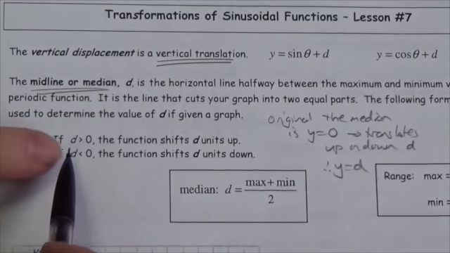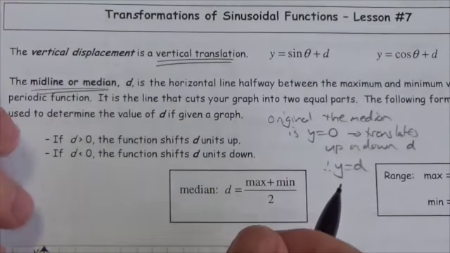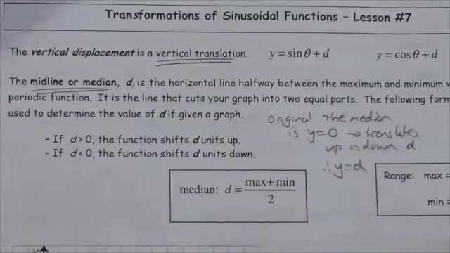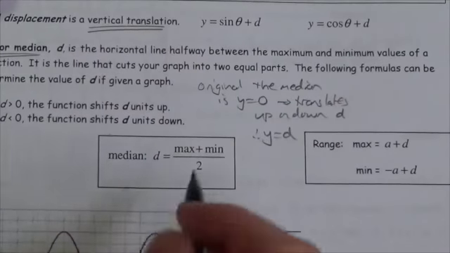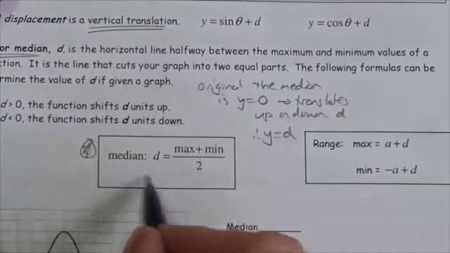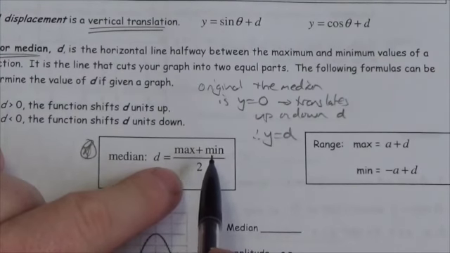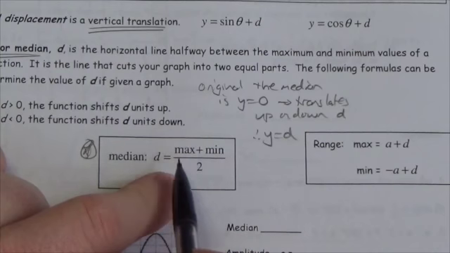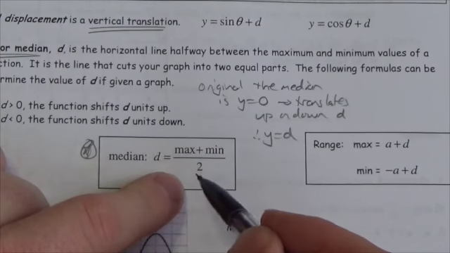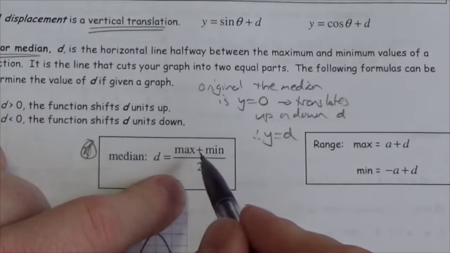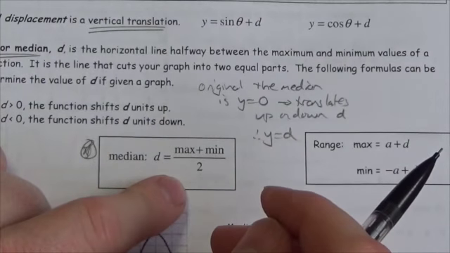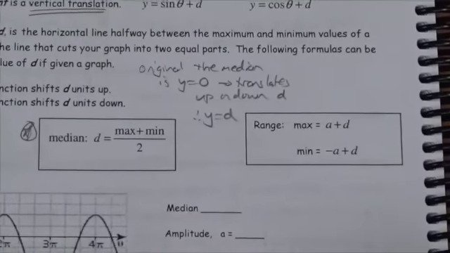If D is positive, the graph moves up. If D is negative, it moves down. That's totally consistent with transformations. And here's another little formula that you should know: D is the maximum plus the minimum, divided by 2. Think about that a little bit. All that we've done there is an average. It's just the average of the max and the min values. It runs right down the center.